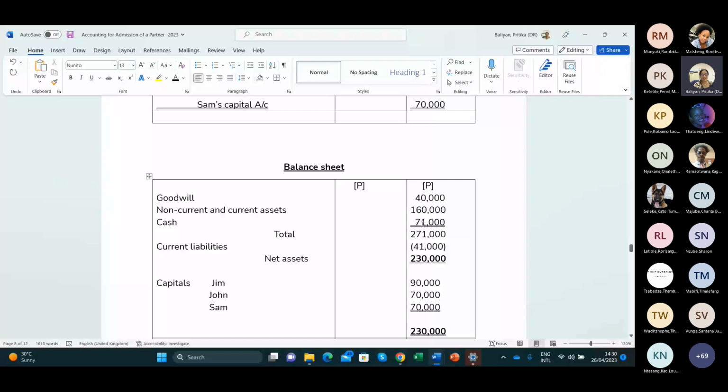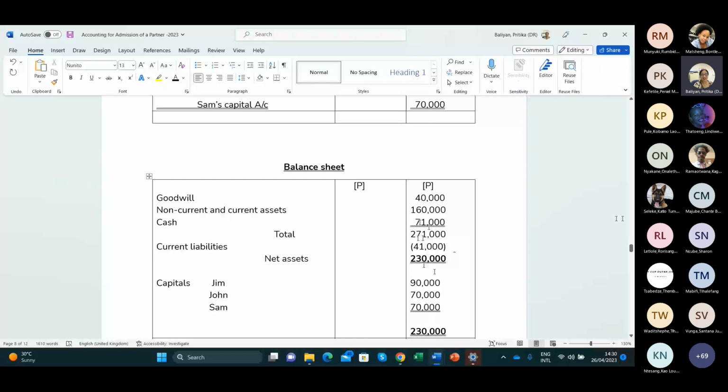So the cash was previously 1,000, then with the capital it becomes 71,000. So the total asset is 271,000. The liability does not change, increase or decrease. So still the liability is 41,000. We subtract the liability. Then the total net asset value of the business is 230,000.